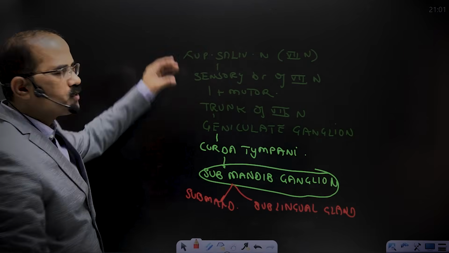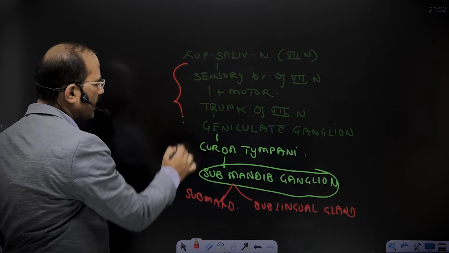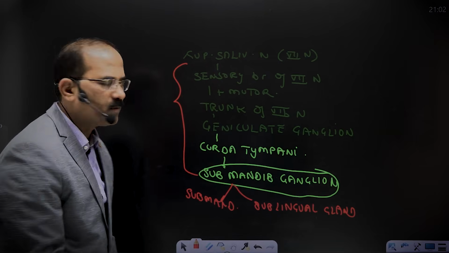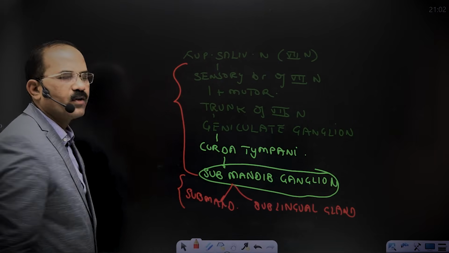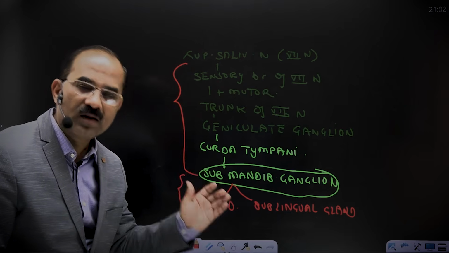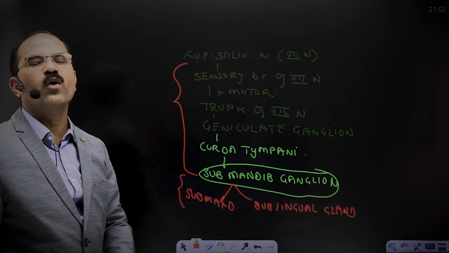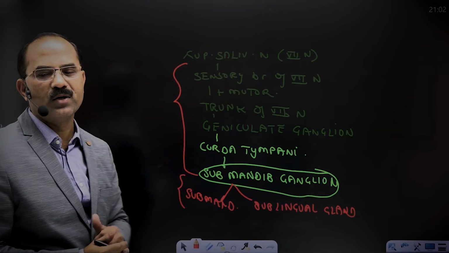Clear? So the superior salivatory nucleus is located in the brain. From the brain to this ganglion, what are these preganglionic fibers and what are these postganglionic fibers? So which is the cranial nerve supplying the submandibular gland? It's the facial nerve, and that's the pathway of the facial nerve to supply the submandibular gland.